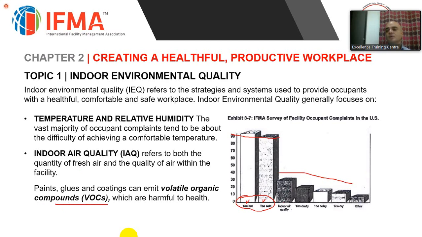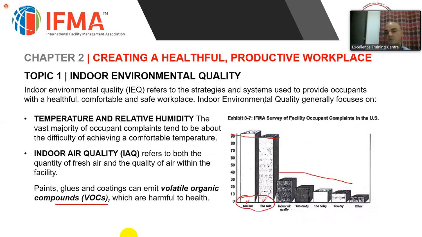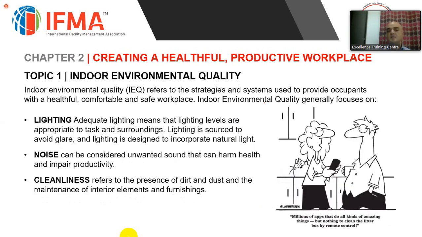So your choice of cleaning chemicals and your choice of material that you use for paint and so on can affect the quality of the air, the toxicity of it, and the effect on the residents or the visitors. Another important thing is lighting. So we talked about initially temperature and relative humidity. We talked about the indoor air quality. Lighting is a very important consideration.